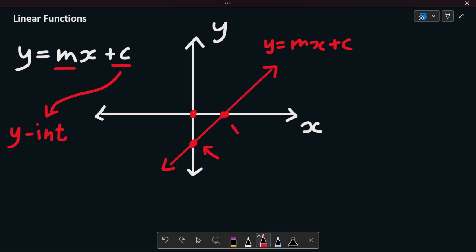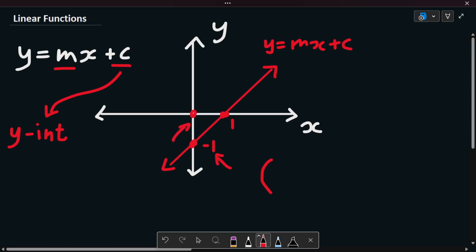Now, let's say this point over here is going to be -1, because obviously we can see it's in the negative, and this one will be x is equal to +1. Therefore this value over here is our y-intercept, because it's touching the y-axis. Now, how do you write it in coordinate form? If you can remember, if we talk about a point on the y-axis, we know that the x coordinate will be equal to 0, because it's in line with the origin, where x is equal to 0.